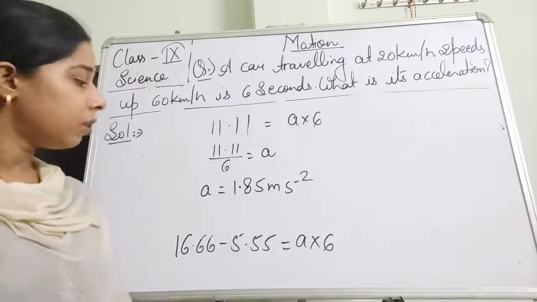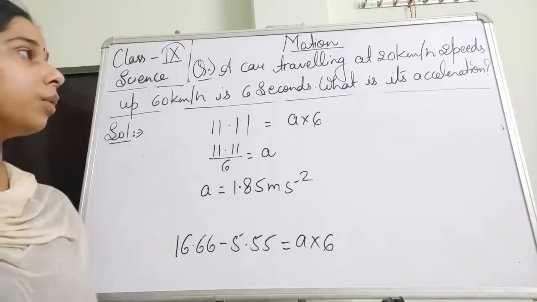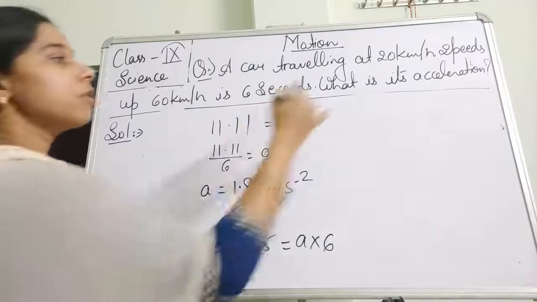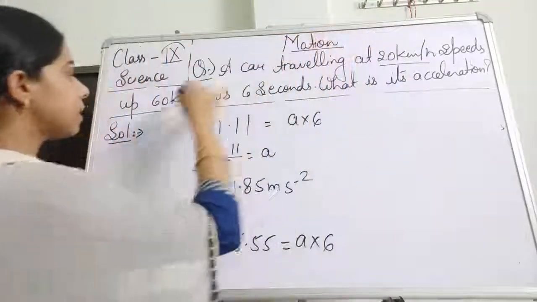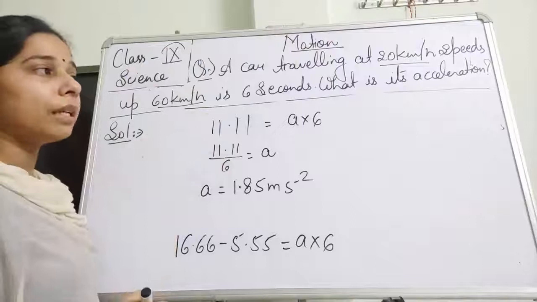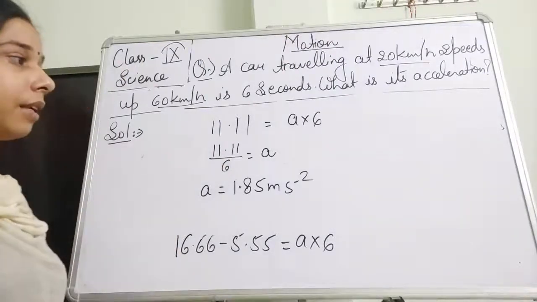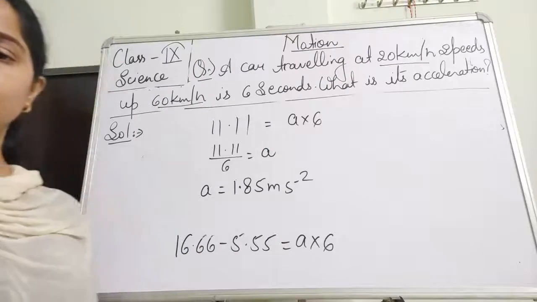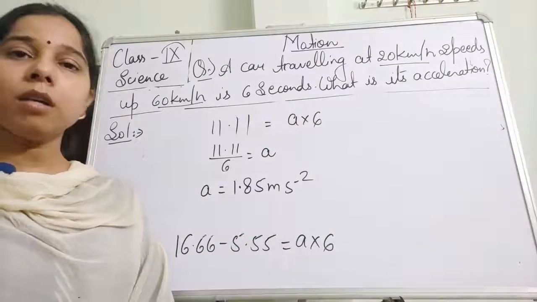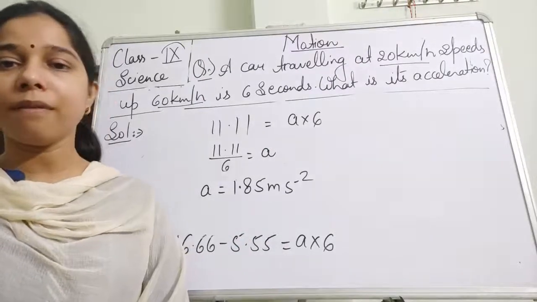So by this students, we have understood one thing. You can see that at first the car velocity was less and then it increases. So it is a kind of positive acceleration, not a negative acceleration. So by the help of this formula, we are able to solve the questions related to equation of motion, students.